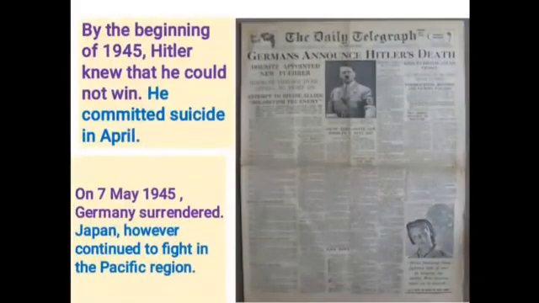By the beginning of 1945, Hitler knew that he could not win. He committed suicide in April. Now, many countries were fighting unitedly against Hitler, and that's why he knew that he could not win the war, and that's why he committed suicide. On 7th May 1945, Germany surrendered, but Japan continued to fight in the Pacific region.